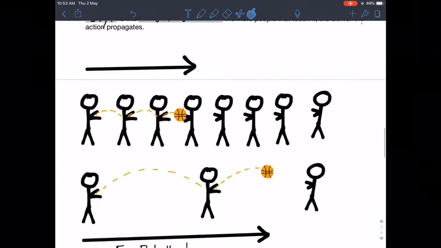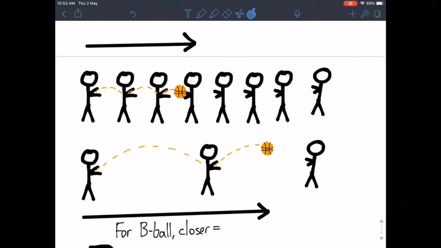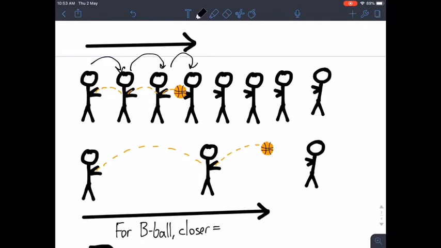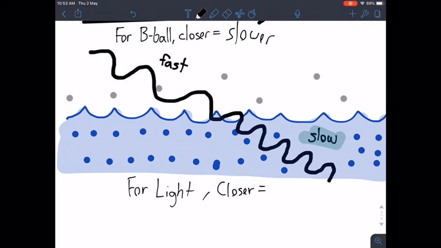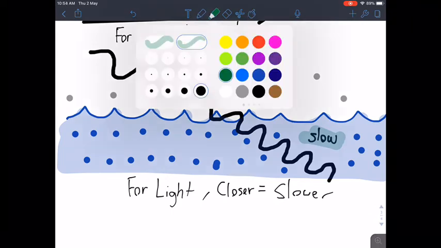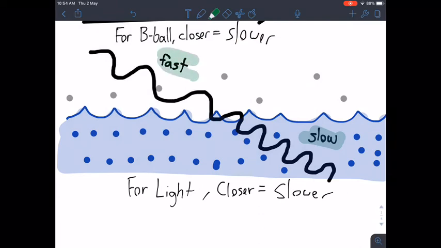Okay. The more people that you are passing the basketball to, the slower the travel of the basketball is going to be, because each person has to catch the ball and then throw it again, and then catch and then throw. And so the situation on the bottom where there's only a few people to catch the ball is going to be faster. So for a basketball, closer means slower. Same thing with light. The particles in the water are closer together, and so it's going to slow down the light.